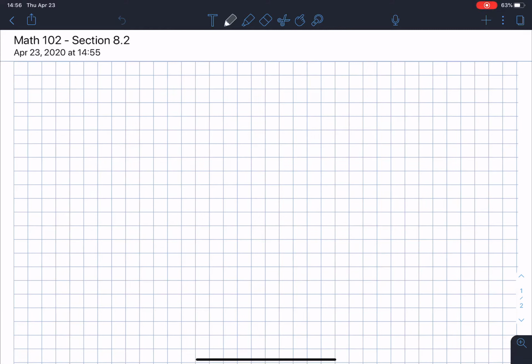Okay, so welcome to section 8.2, complex numbers in trigonometric form.